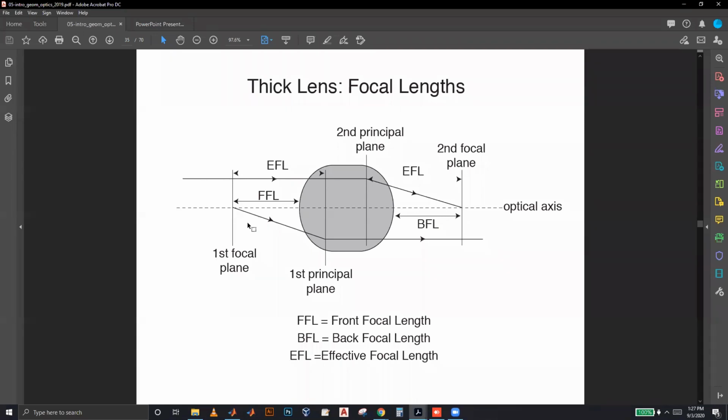So the front focal length is the distance of the first focal plane from the first surface. But you can see, since this is a thick lens, there is some more distance that you have to travel to reach the first principal plane. So if you add that distance, this entire distance is called the effective focal length. The same for the back focal length: from the interface to the second focal plane is the back focal length, and if you add the extra distance, it is called the effective focal length.